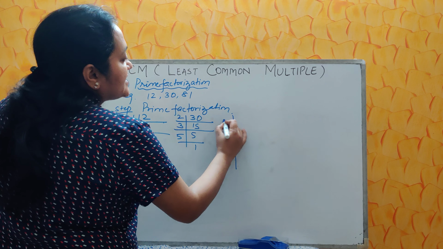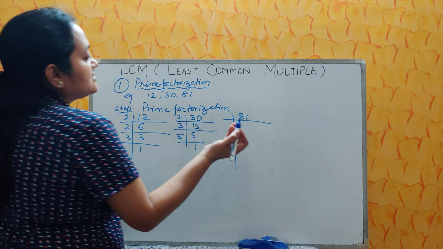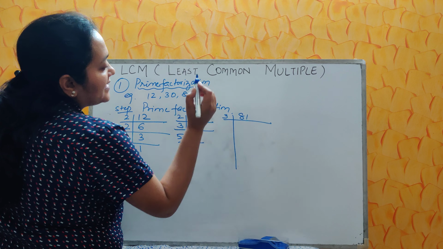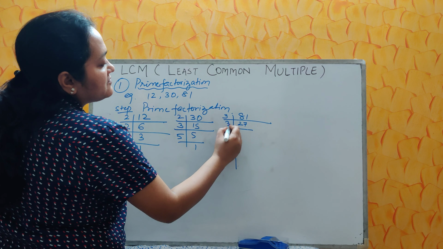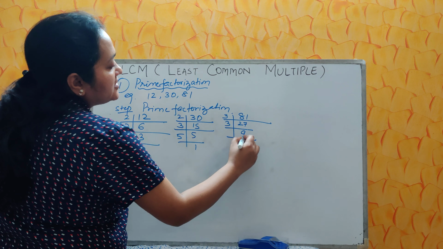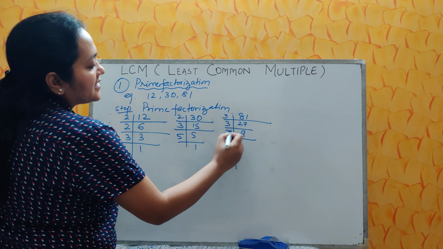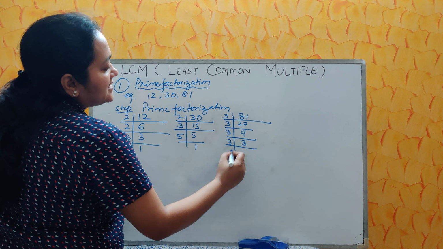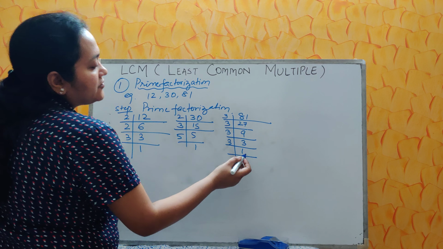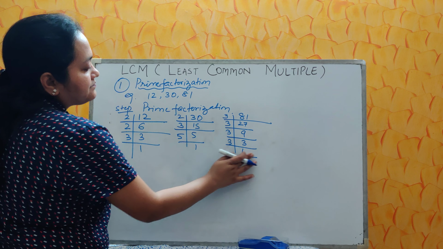Now the last number is 81. It's an odd number. I know it is divisible by 3. So 3 into 27 is 81. Again it will be divisible by 3. 3 into 9 is 27. Again I am going to divide it by 3. 3 into 3 is 9. Finally 3 into 1 is 3.